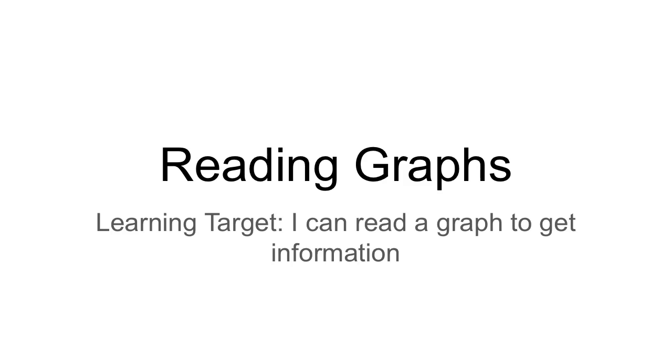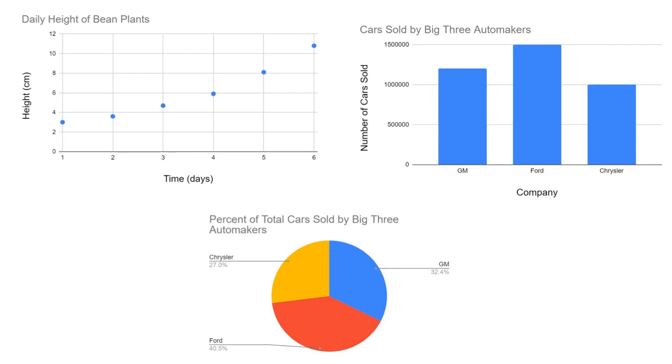This lesson's on reading graphs. The learning target is I can read a graph to get information. And you should be able to understand the differences between the different types of graphs by the end of this. So if I look at these three different types of graphs, these are three types of graphs that we're probably pretty comfortable with, and they serve very different purposes.